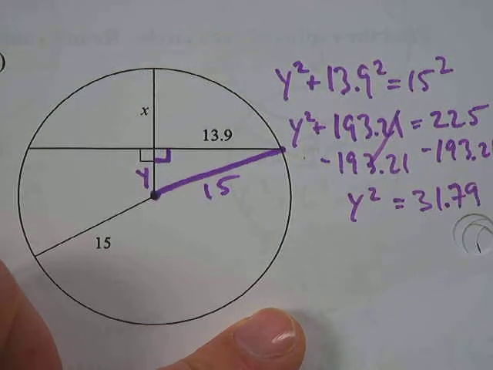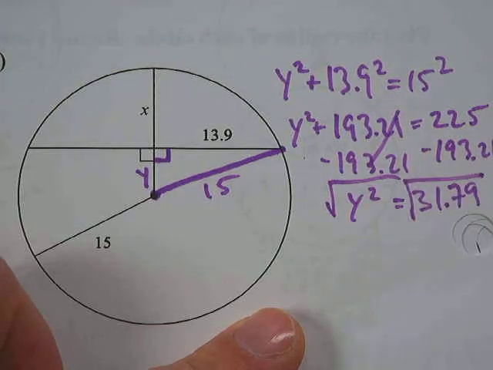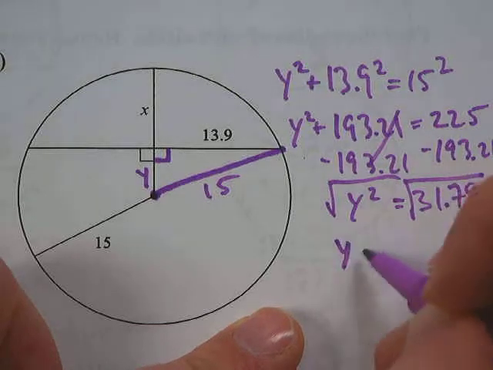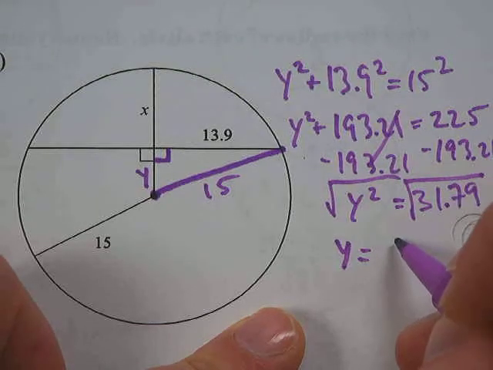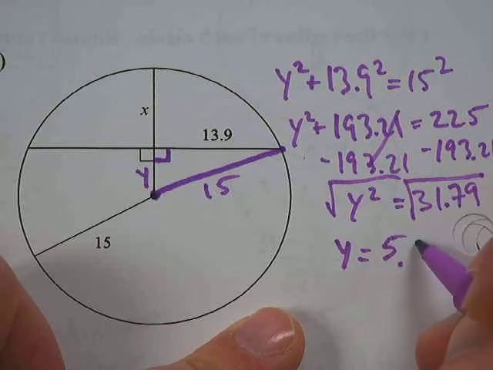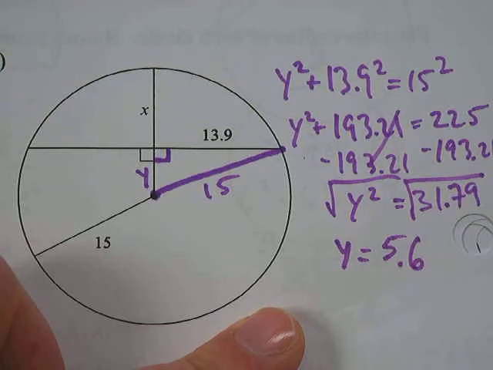Then we take the square root of both sides. And we get a really long decimal. So I'm going to say that y is 5.6.